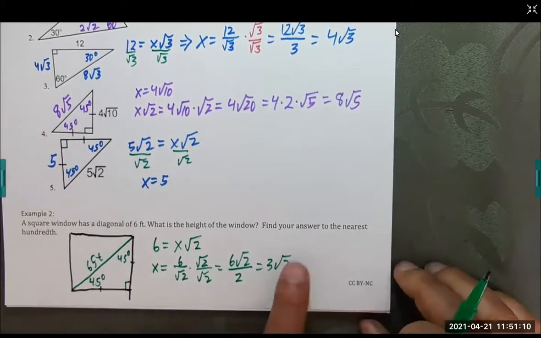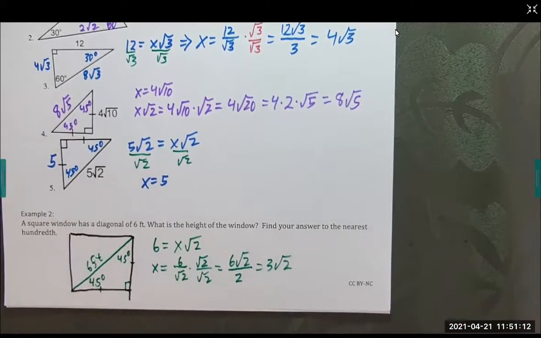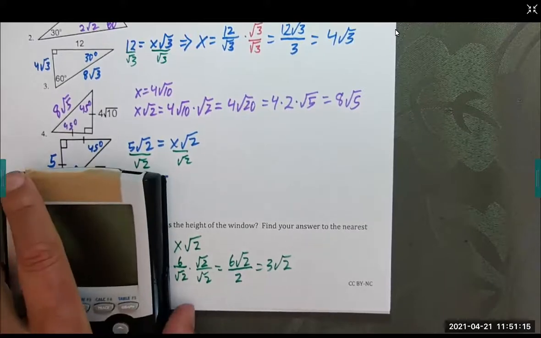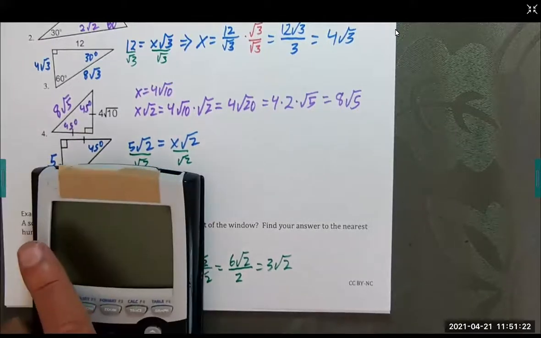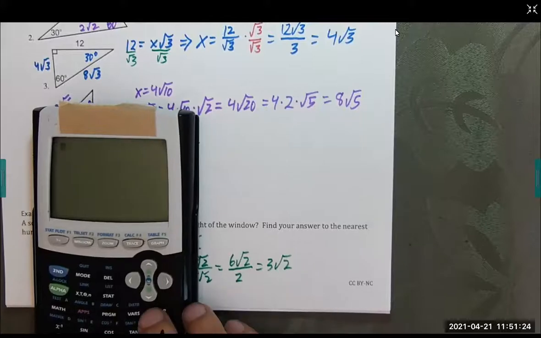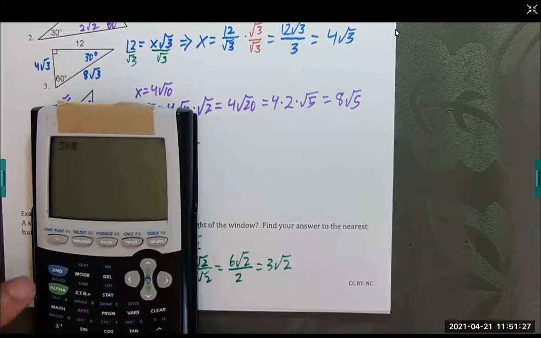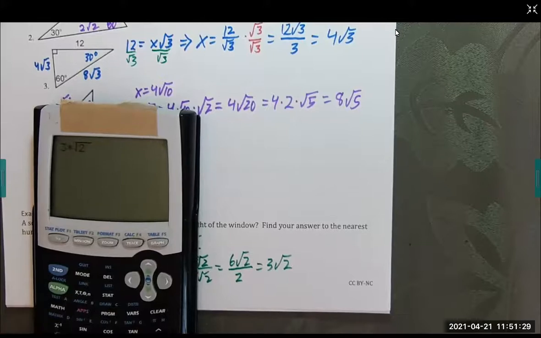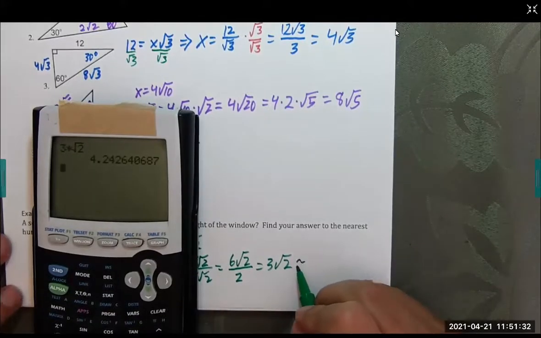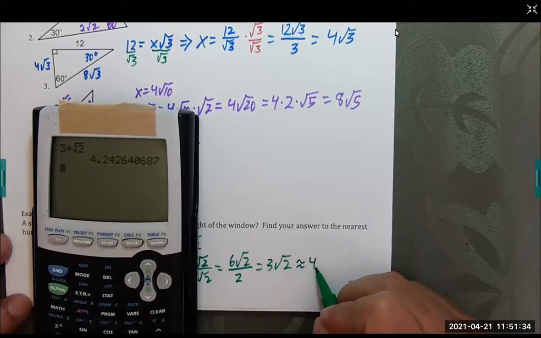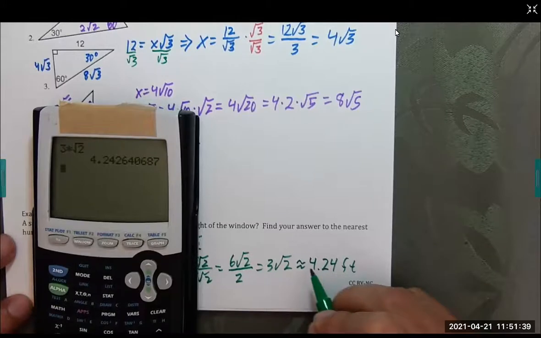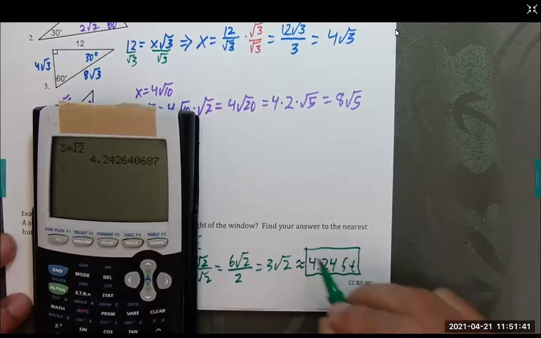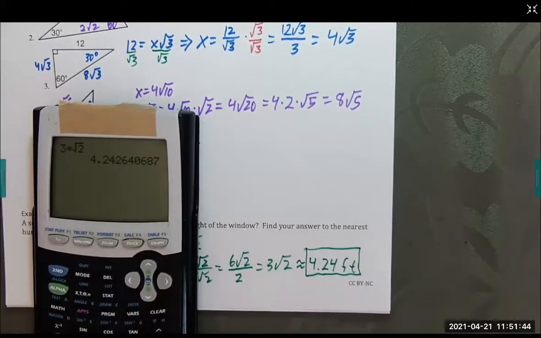And you'll notice in the problem, it says round your answer to the nearest hundredth. So we're actually going to use a calculator here. It's asking for the height of the window. So they want this length here, and that is going to be 3 root 2. With the decimal approximation here, 3 times the square root of 2. So that's going to be about 4.24 feet.